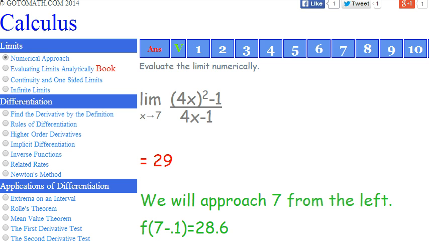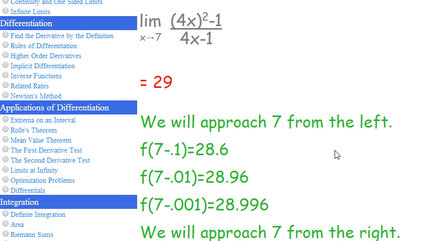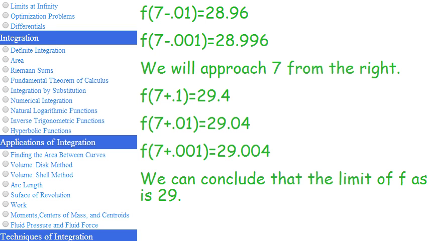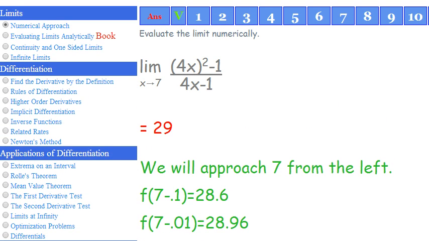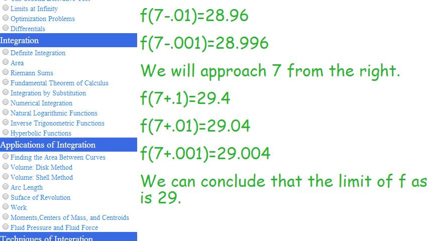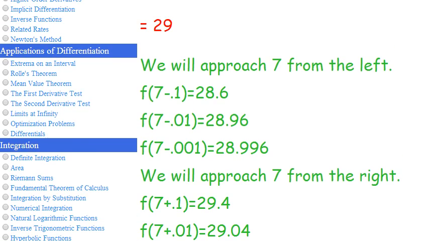Let's come over here and click on help and quickly look at this. So we're starting here approaching it from the left, as you can see, and it looks like it's approaching 29, and then we're approaching 7 from the right, and you can kind of see what both of these values are converging on, and of course it looks like it's converging on 29. So if we can't factor and cancel terms out, then we're just going to have to plug numbers in and see what both these guys are converging on. Okay, so that's really what the numerical approach is all about.